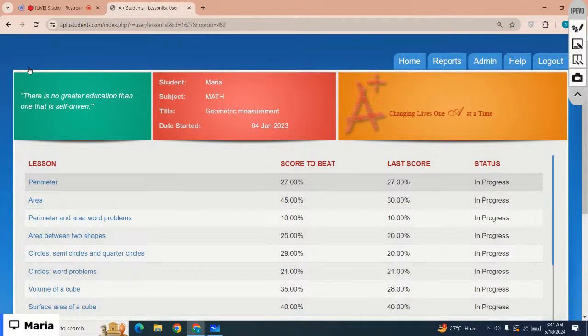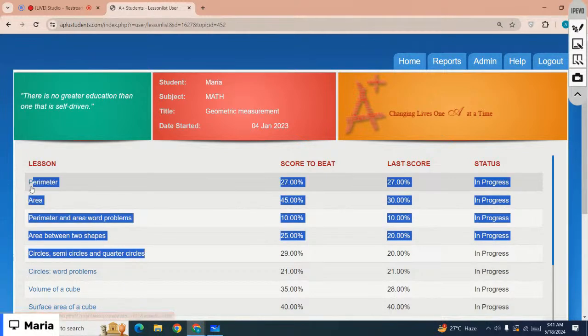So we were working on grade 8 math. The chapter we were working on is geometric measurement. The lessons we have covered today are perimeter, area between two shapes, and circle, semicircle, and quarter circle, right? Please make sure before the next session you complete all the practice questions for the lessons we did today. That is your homework until the next session.